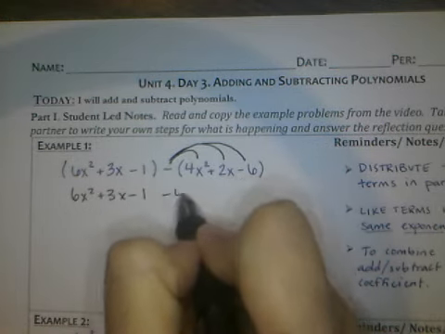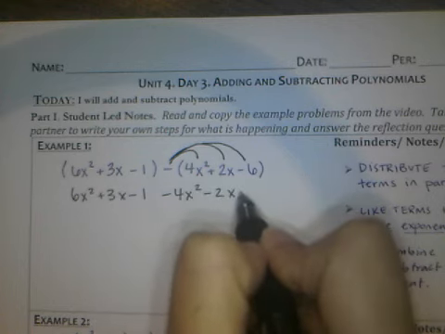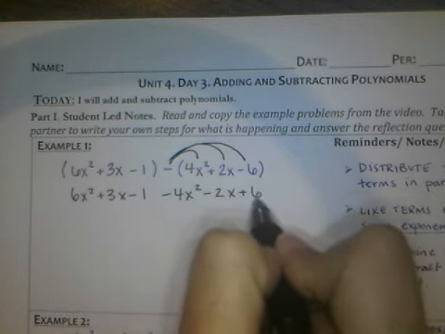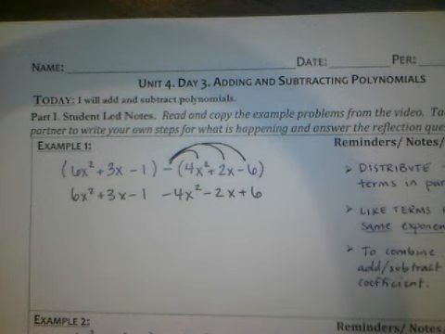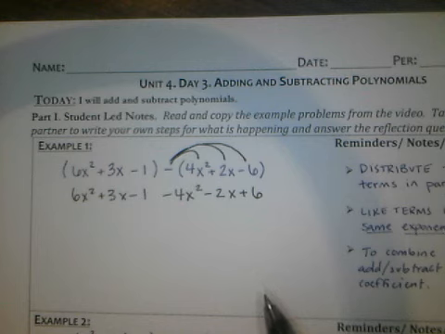And the second polynomial now has all opposite signs because that's what happens when you multiply by a negative. From here, my parentheses are gone. All I need to do is combine like terms.